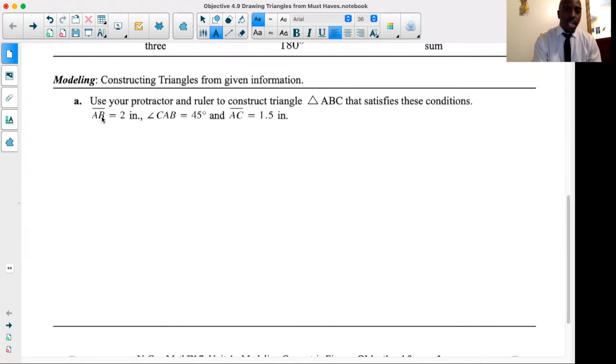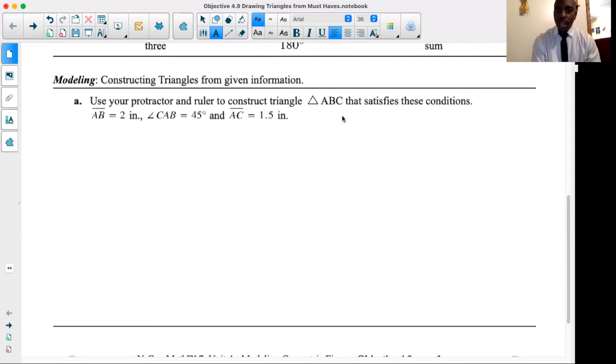Now, what you're seeing here is this little line above these two letters. That means line AB. Let me read that again. Line AB equals 2 inches. Angle CAB equals 45 degrees. And line AC is 1.5 inches. So we have some sides of a triangle, and we have one angle of a triangle. All right, let's try to see if we can make this triangle from the given that we have here.